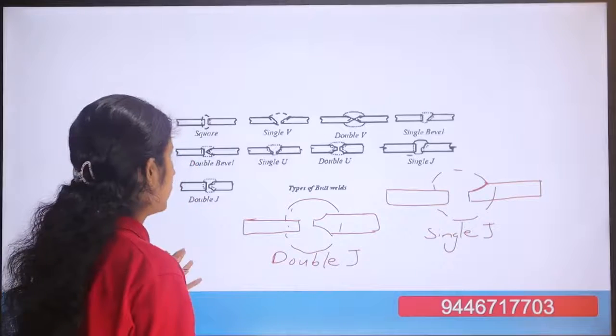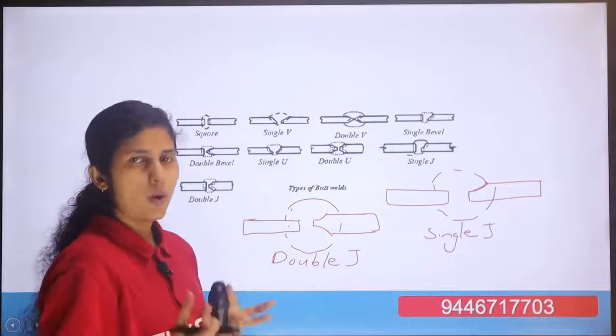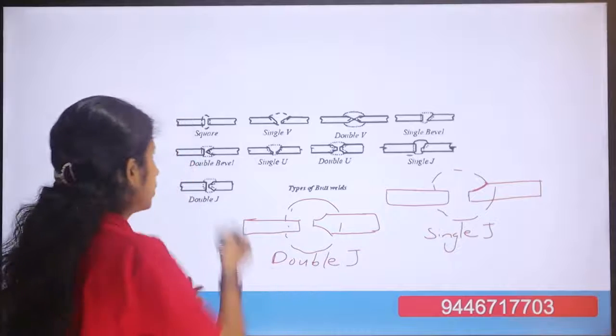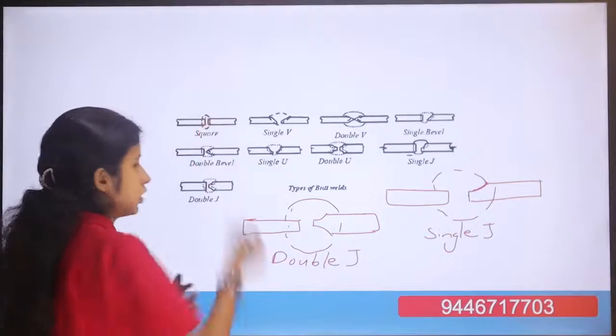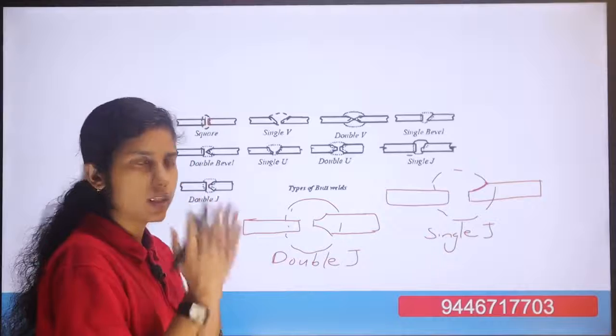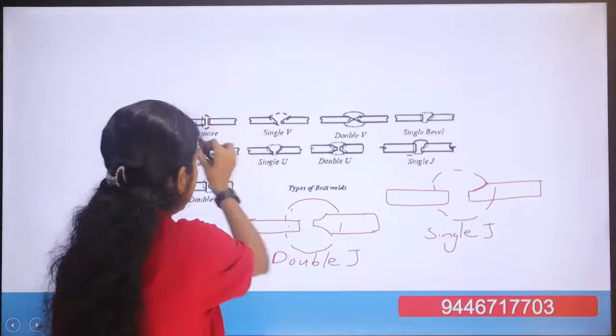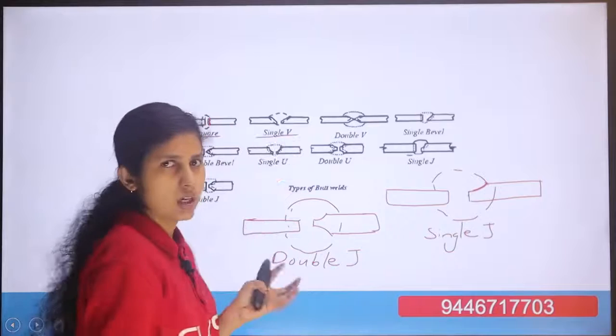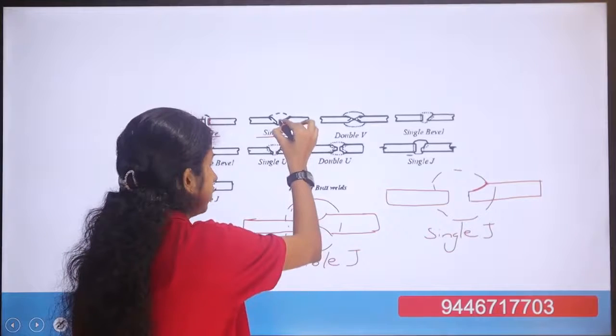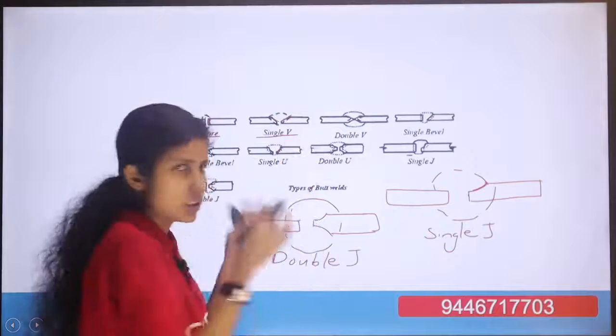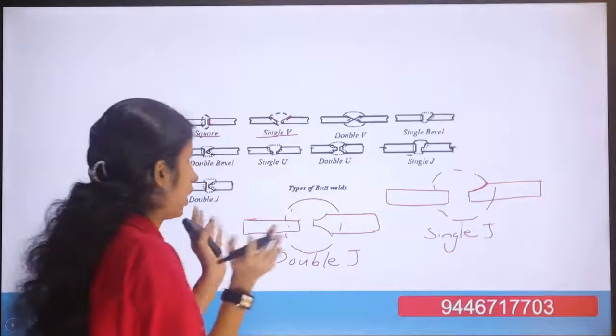So the first one is the square butt weld. In a square butt weld, the two plates are in square shape, that is, straight portions. Then next is single V. In single V, the two plates have a V shape.